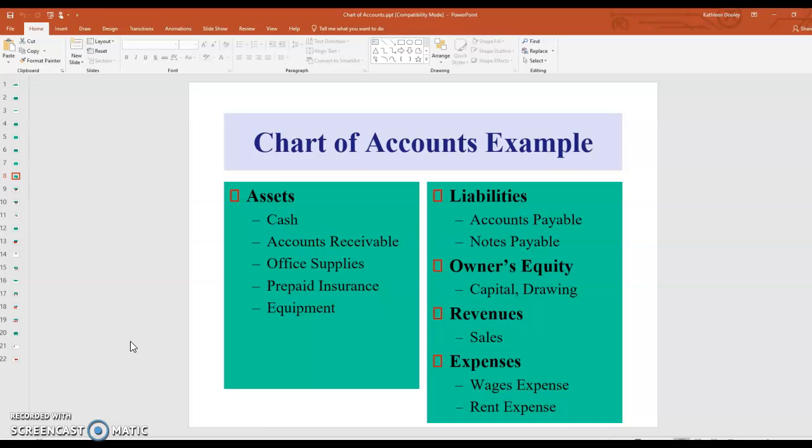Sometimes, and we'll talk later when we get into journalizing and posting, they'll have account numbers for each account. Since assets are listed first, all the asset accounts would have an account number that starts with a 1, liabilities with a 2, owner's equity with a 3, revenues with a 4, and expenses with a 5.